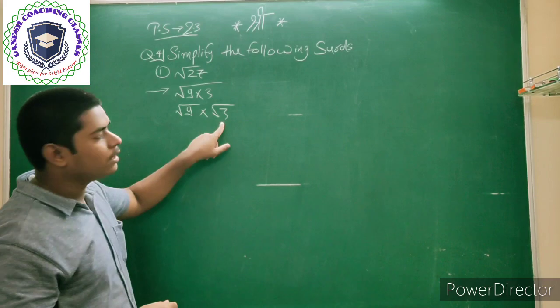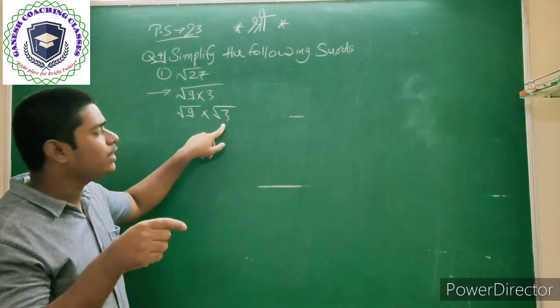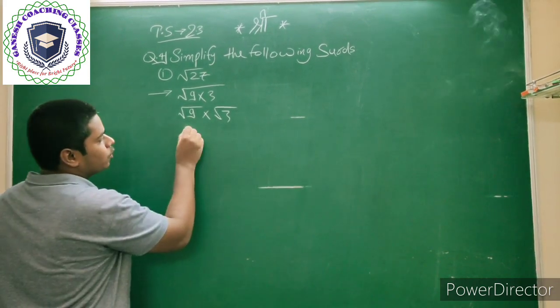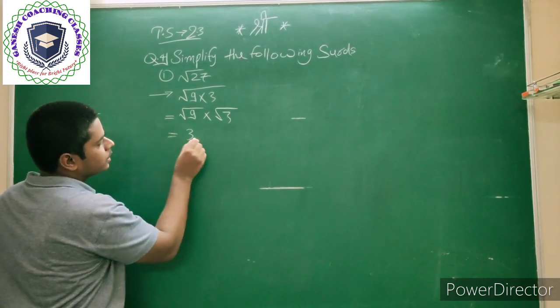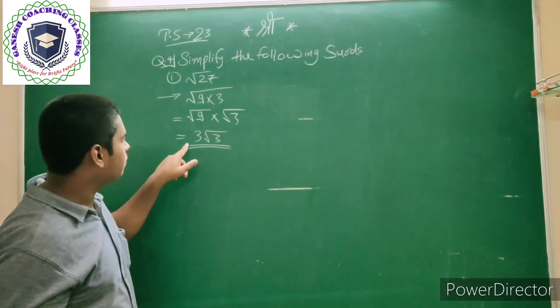There is no predefined value of root 3, so we will leave it as it is, but we have the predefined value of root 9, that is 3. So our answer will be 3 root 3. So we have solved question number 1.